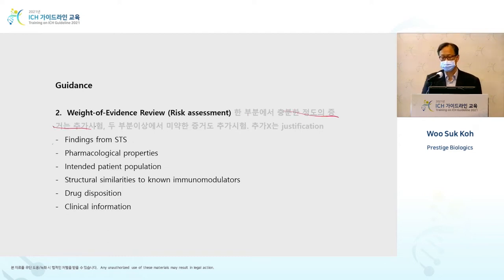If there is enough evidence of immunotoxicity, additional test is required. If the risk is weak, it may not be required. But in more than 2 items, if there are slight indicators, then the probability of having additional immunotoxicity test is higher. So based upon the overall score, you make a decision.